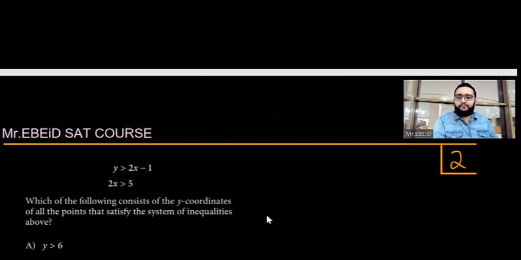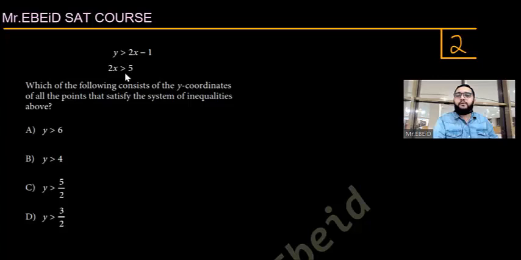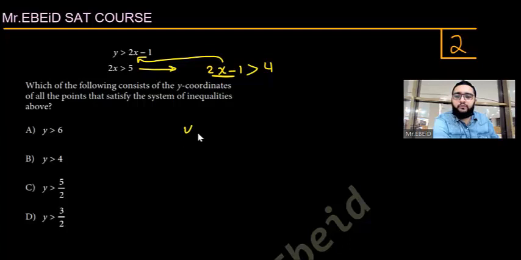In this question, we have y greater than 2x minus 1 and 2x greater than 5. Which of the following consists of the y coordinates of all the points that satisfy the system of inequalities above? Look at this inequality. We have 2x greater than 5, right? So no problem if you subtract 1 from both sides, so it will be 2x minus 1 is greater than 5 minus 1, which equals 4. You can plug in 2x minus 1 in the first inequality, so it will be y is greater than 4, so the answer is B.